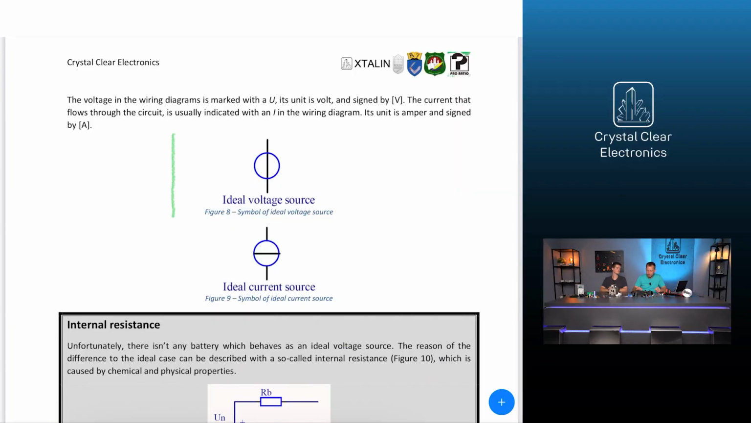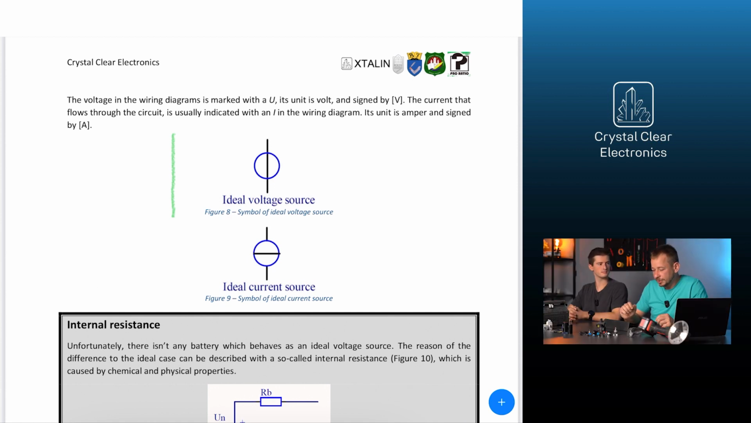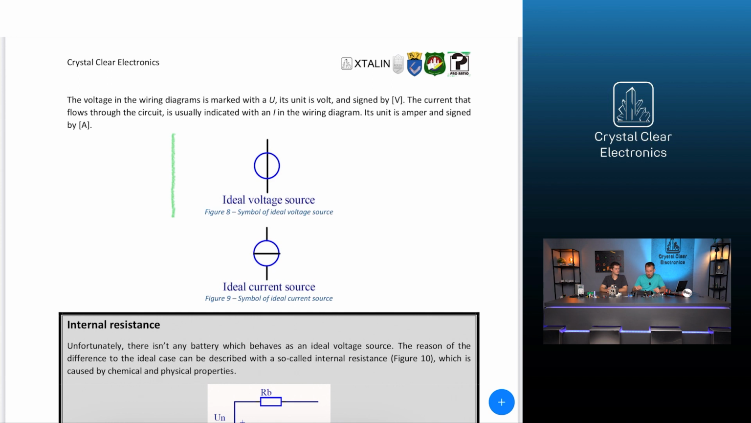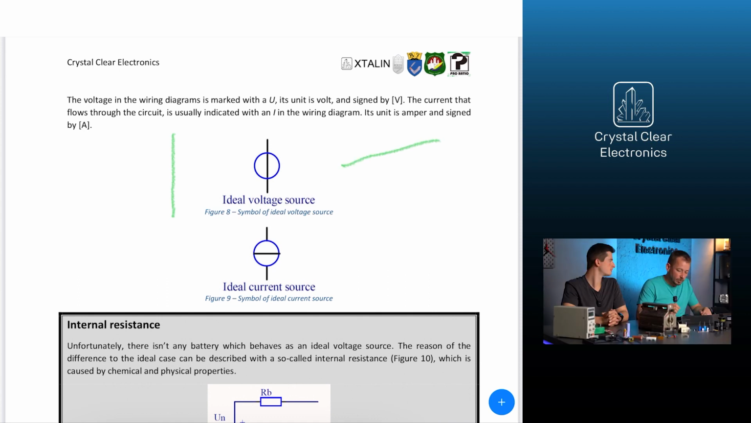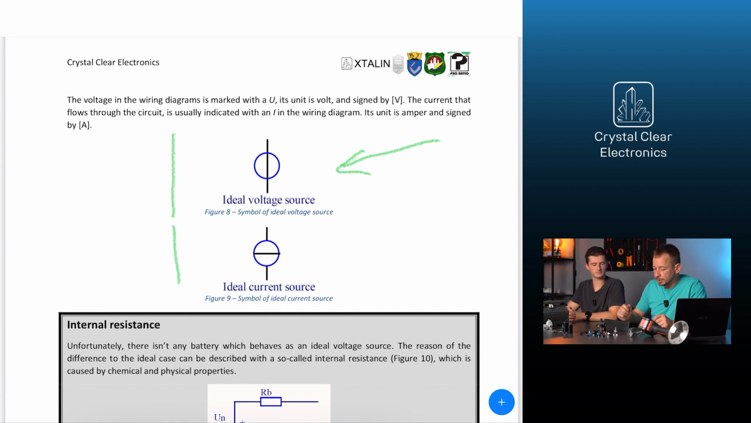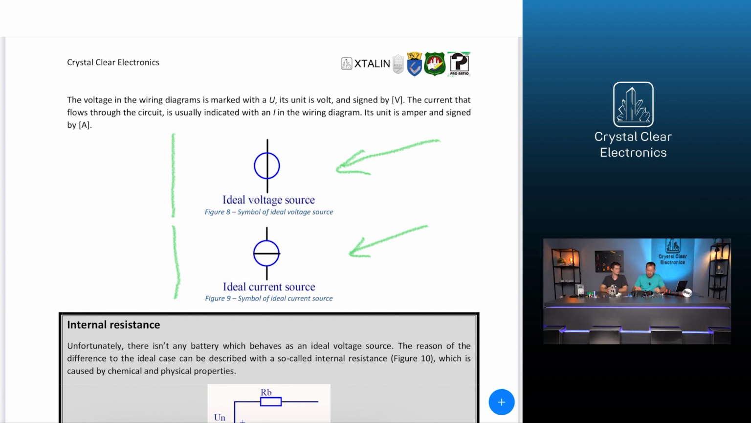The ideal voltage source is a circuit element with two terminals. It ensures constant voltage between its terminals regardless of the current that flows through it. The symbol of the ideal voltage source is a circle with a line across. Based on these, the definition of the ideal current source can be derived. It is a circuit element which drives a constant value of current through its terminals, regardless of the voltage measured across them.